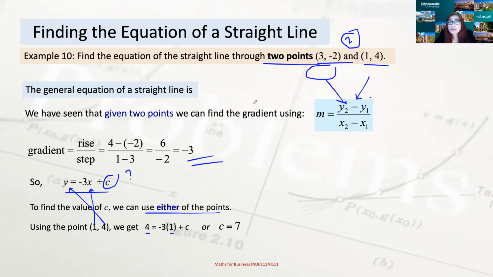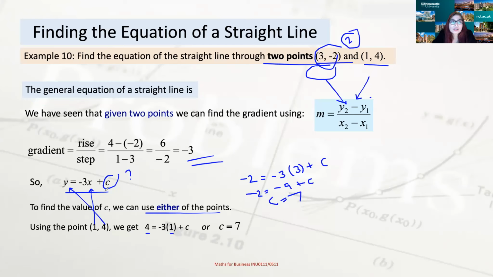I can do the same thing with this point. For example, I can take y as minus 2. I'm going to substitute this point to show you guys. Any point is okay. So minus 2 is equal to minus 3 times x, which is 3, plus c. So it becomes minus 2 is equal to minus 9 plus c. Be careful with the negative sign. This implies c is equal to 7. You can do either way. Both are correct. You just have to do it carefully. So c is equal to 7.